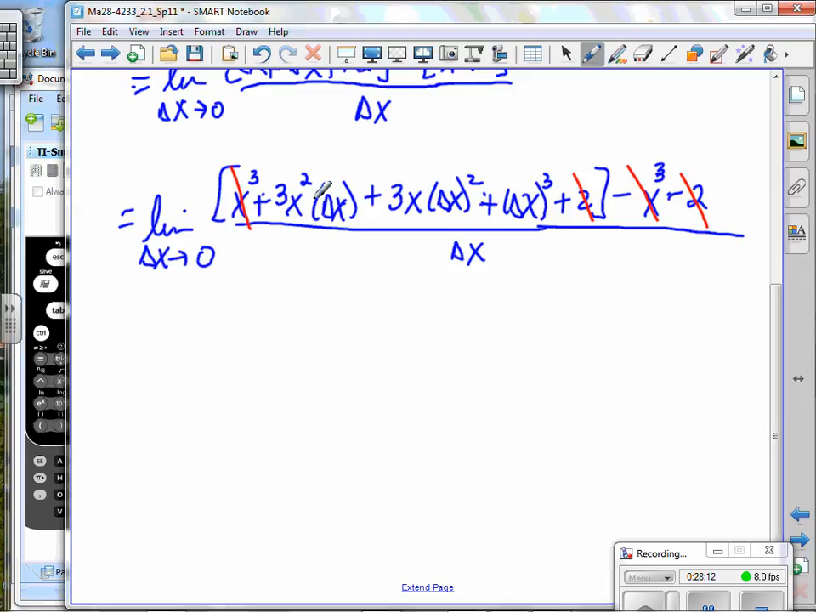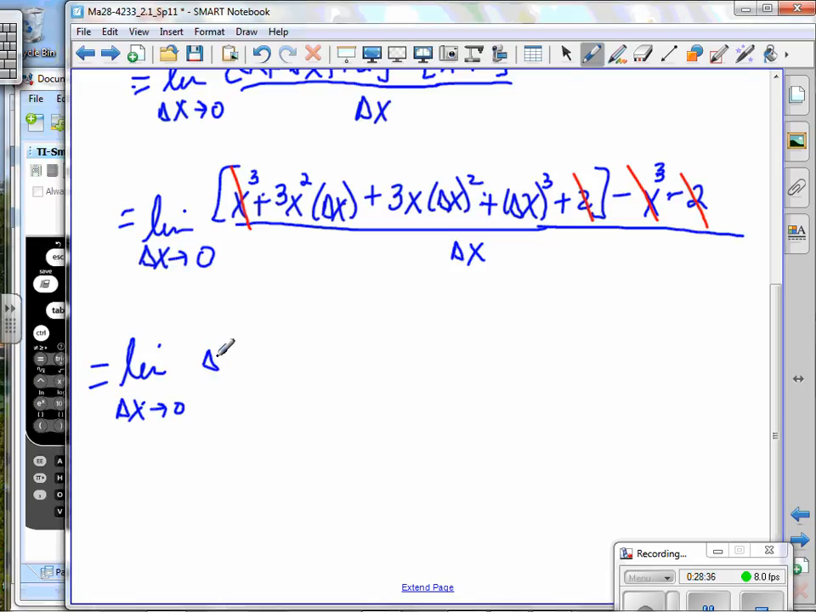Why is it important that the only thing left are terms with delta x? Yeah, it's the delta x in the denominator that's our problem. Now, every term in the numerator has a delta x. We can factor one out. Okay, so here we go. The limit as delta x approaches 0.